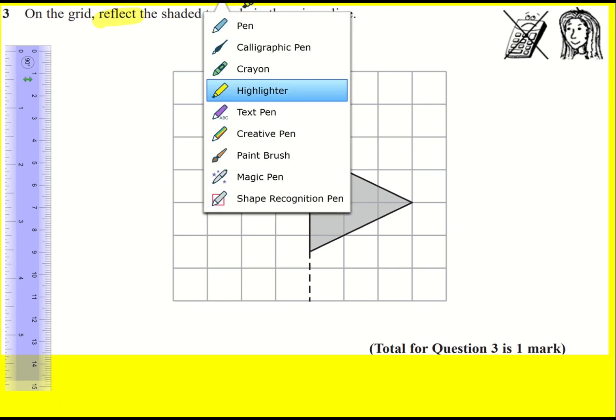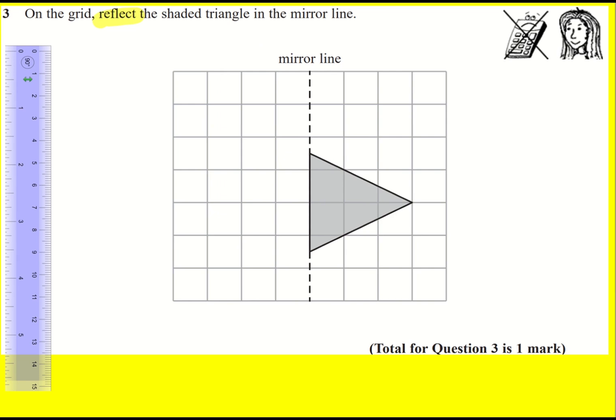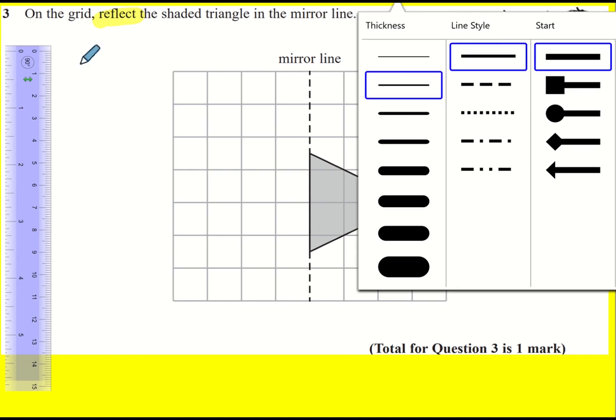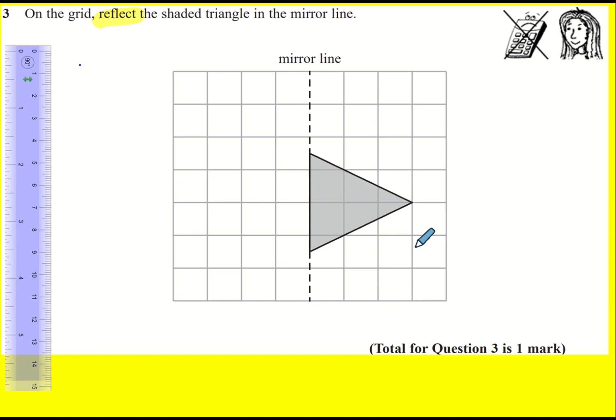The other way that you can do it is just by looking at points on the grid. So I would pick points that are actually on the squares behind. So this point here is on the actual grid here. And you can see that that is one square from the mirror line. And if it's one square from the mirror line, then you need to go one square on the other side. So this point here is now a reflection. So the red point is a reflection of the blue point.